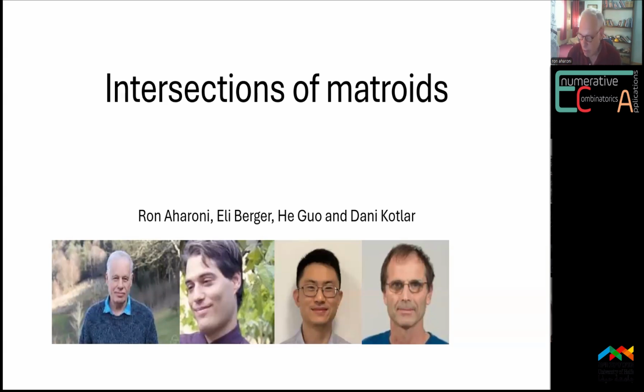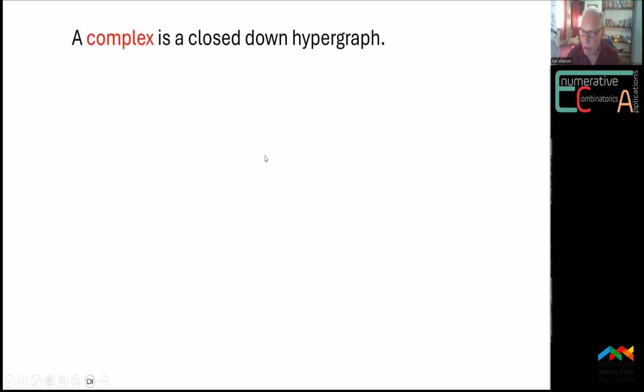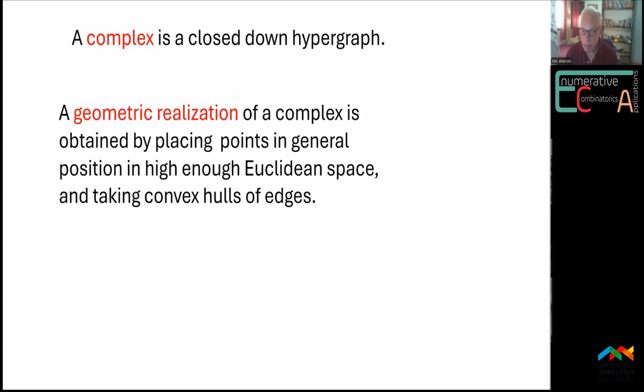Why is it interesting? Well, I guess everybody knows that this is a very basic tool in combinatorics. And I will use another terminology for hypergraphs. I'll call a hypergraph a complex. This is the name that topologists use, and since we're going to use topology, I'll stick to this name, complex. So a complex is a closed down hypergraph.